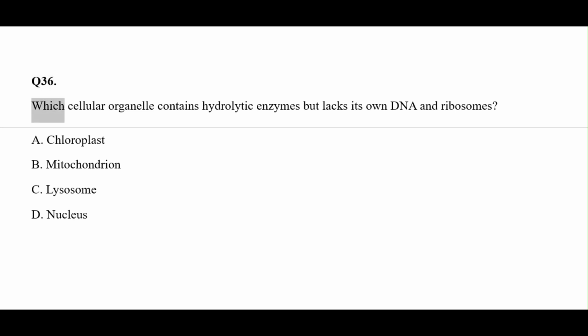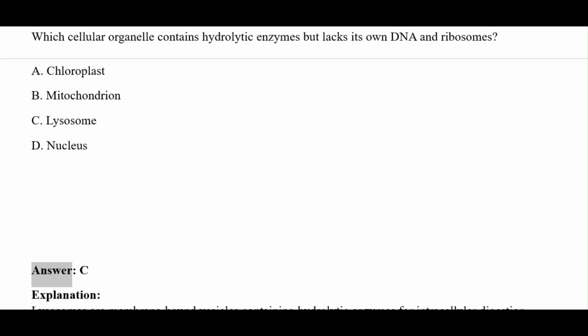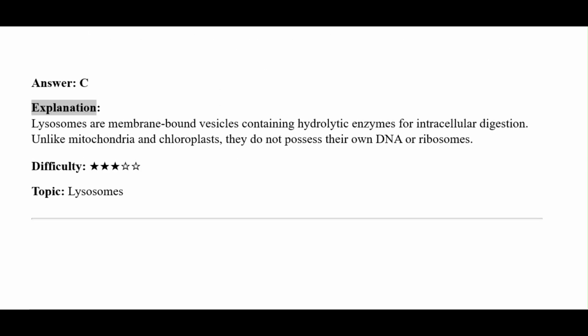Q36. Which cellular organelle contains hydrolytic enzymes but lacks its own DNA and ribosomes? A. Chloroplast. B. Mitochondrion. C. Lysosome. D. Nucleus. Answer, C. Explanation. Lysosomes are membrane-bound vesicles containing hydrolytic enzymes for intracellular digestion. Unlike mitochondria and chloroplasts, they do not possess their own DNA or ribosomes. Difficulty. Topic: Lysosomes.